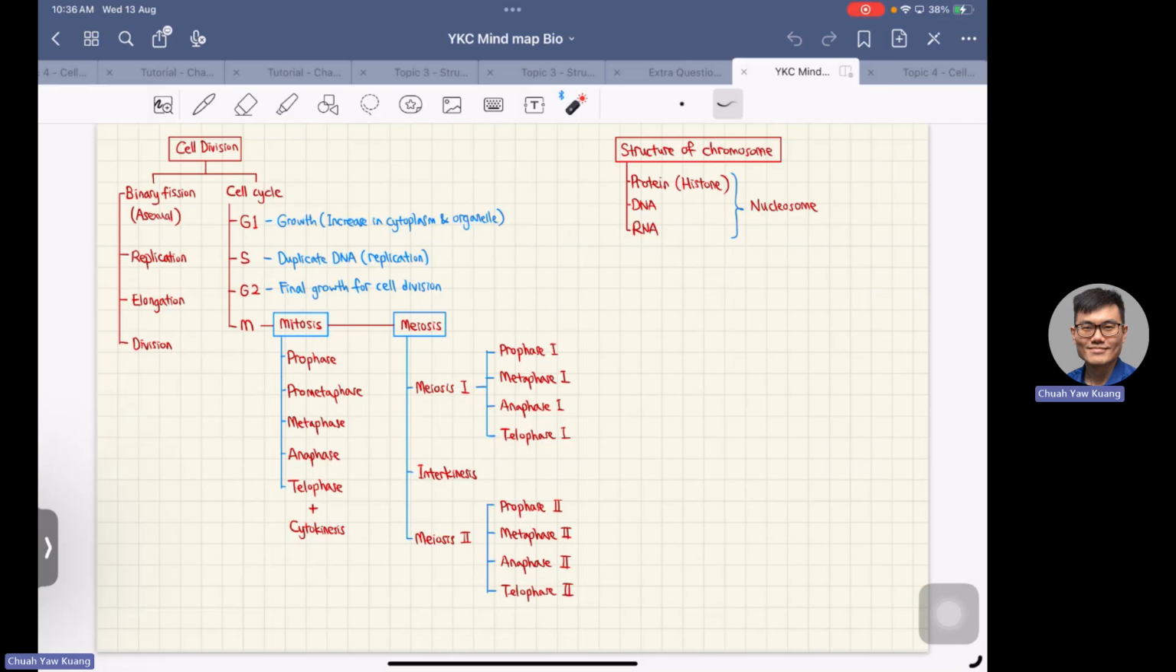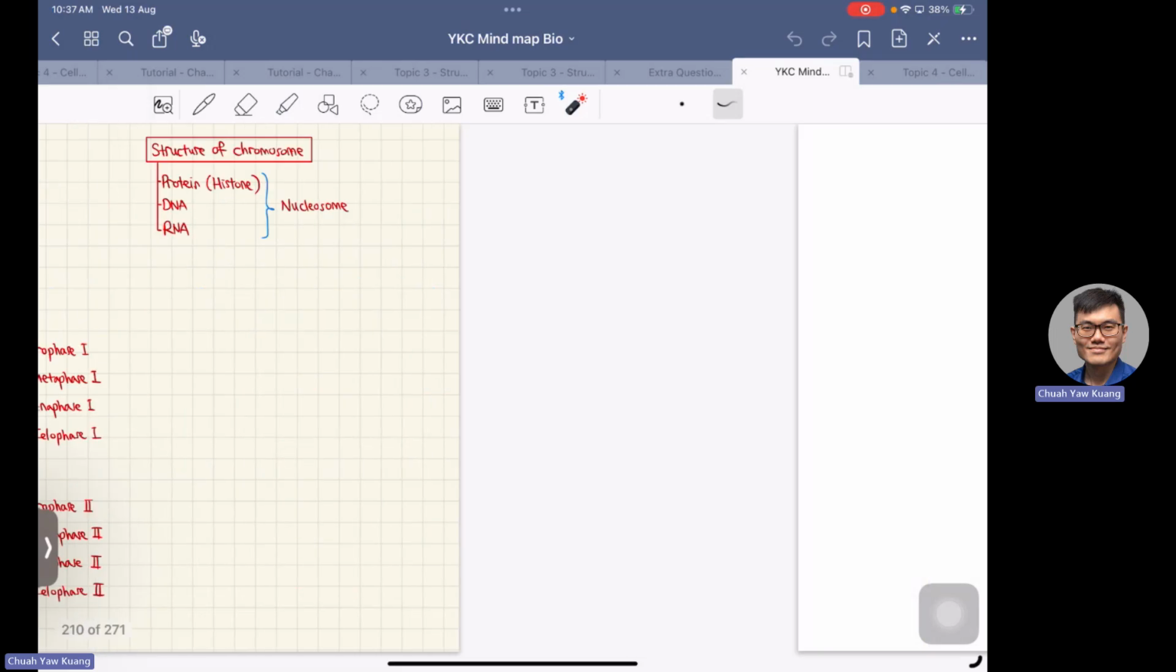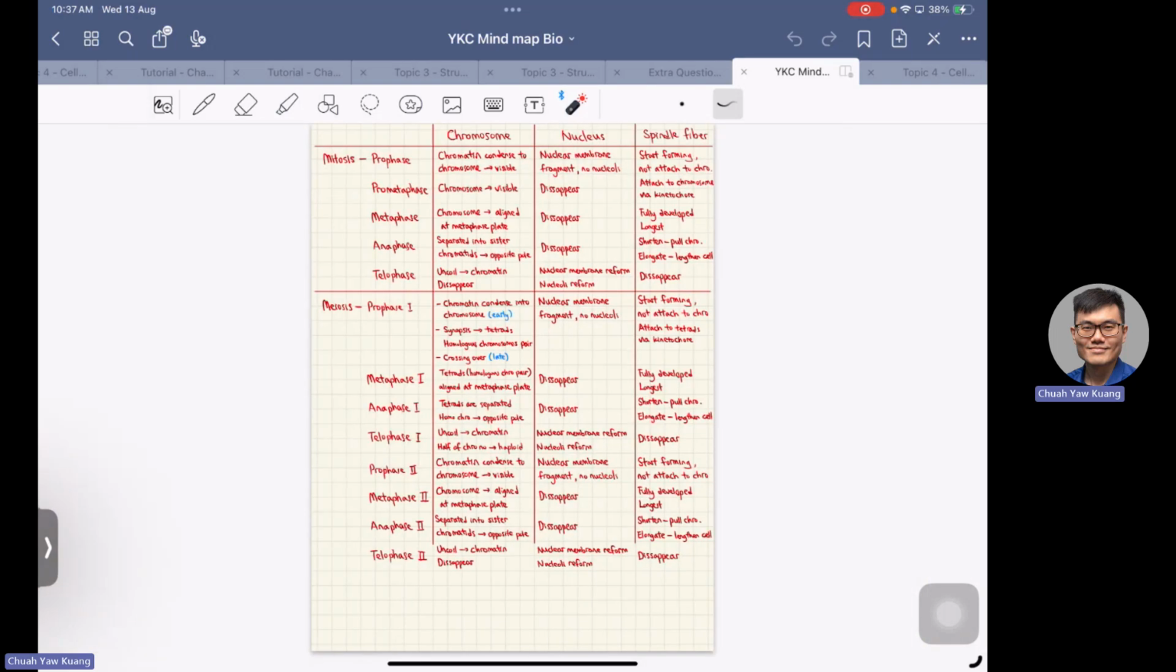When they ask for understanding, or when they use a graph to analyze it, what are they asking? Most of the questions that test your understanding, or the higher order thinking questions for this part, normally ask about three things. They will ask about chromosome behavior, spindle fiber behavior, and nucleus behavior.